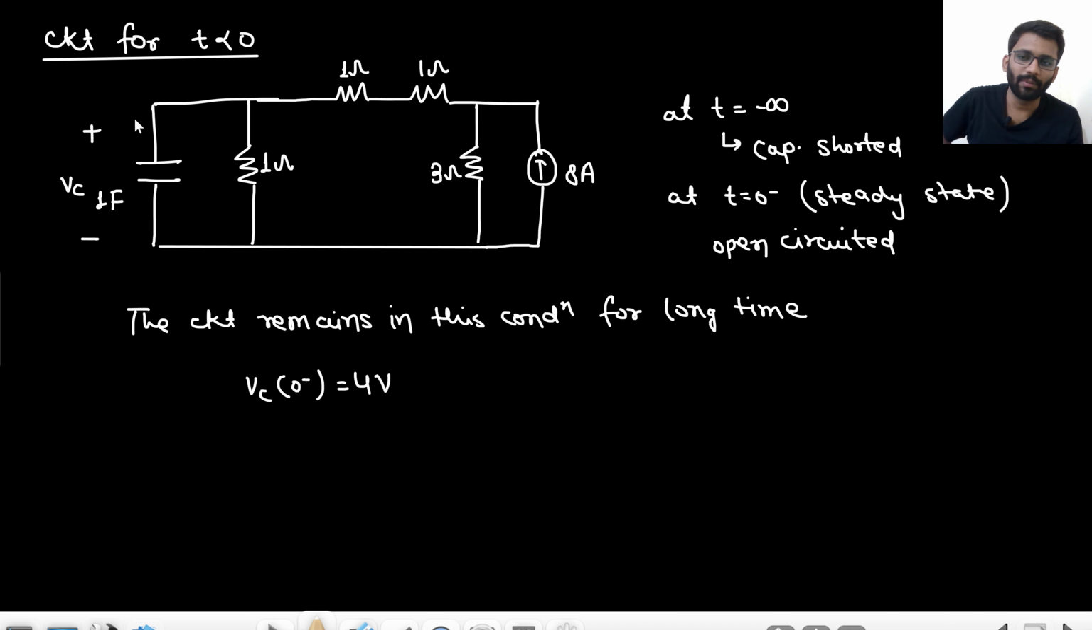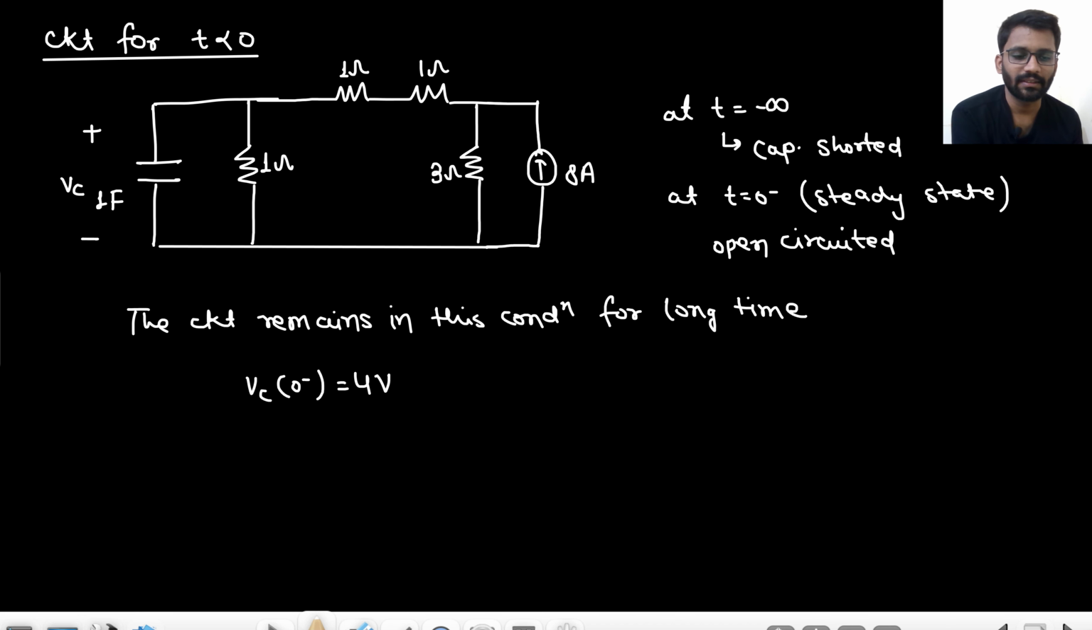So the voltage across the capacitor is 4 volt. Why so? Because this will be open circuited. So 3 ohm, 3 ohm, both of them will be in parallel. So this complete branch will take 4 ampere current, and the same current will be flowing here. So 4 ampere into 1, 4 volt. So VC 0 minus will be 4 volt.